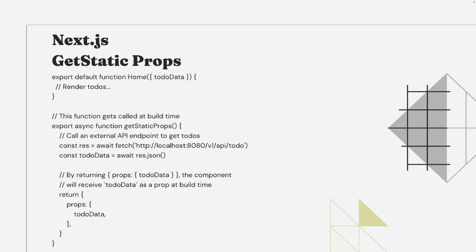So getStaticProps makes the call to our API, gets the information, and passes it as a prop, and we're going to call it todoData. Now we can retrieve that prop, and you can see that the name matches, right? You see todoData in the getStaticProps function, and we see it in the function as we're extracting it, and it has to be the same name. We're going to use that todoData in our page to display our to-dos.